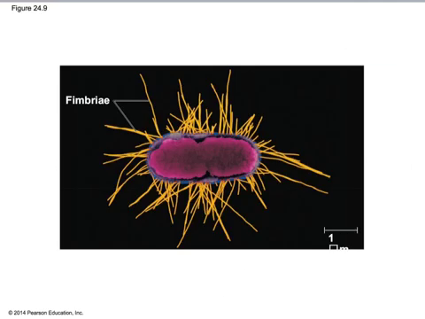Here's fimbriae. This is an E. coli cell. What you see in light purple is the DNA. What you see in the darker bluish color is the cell membrane, the cell wall. And then you have, in yellow and pseudo-colored, the fimbriae. It allows for attachment.